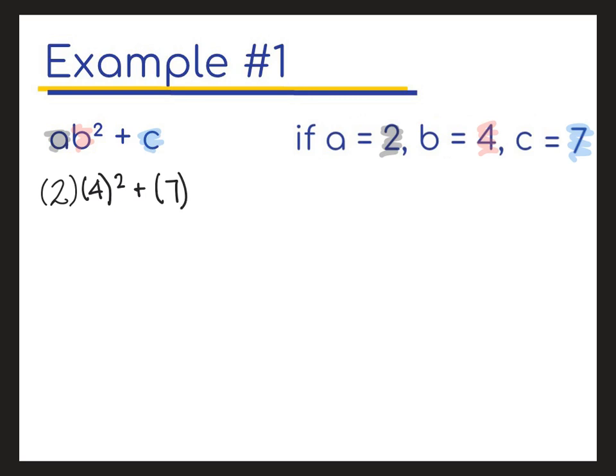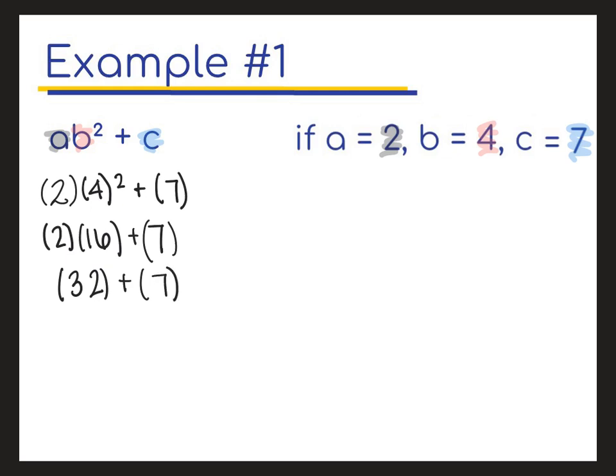So I'm going to do my exponents first. So 4 squared is 16. Next I would multiply, so 2 times 16 is 32. And then I would add, and these parentheses at this point I could really just get rid of because they don't mean anything. I'm still just doing the addition. And so my answer would be 39.